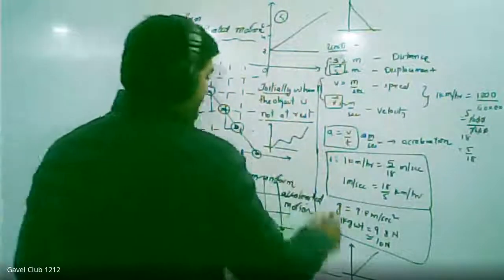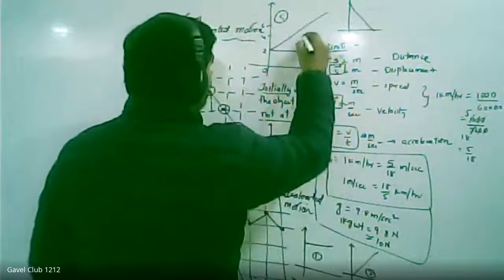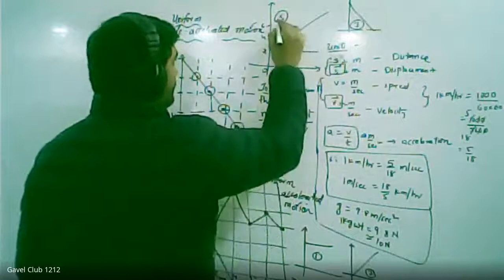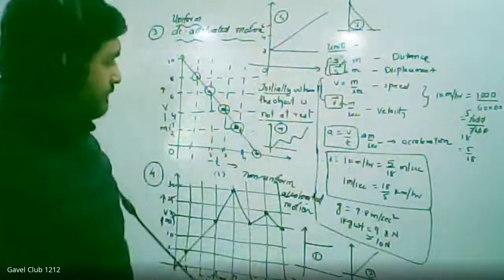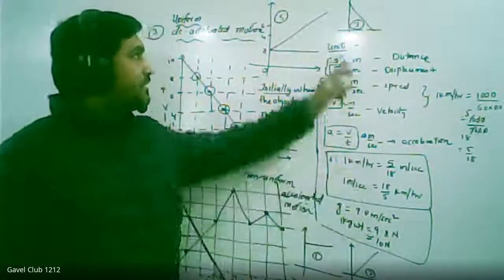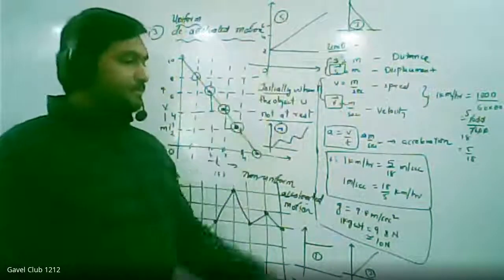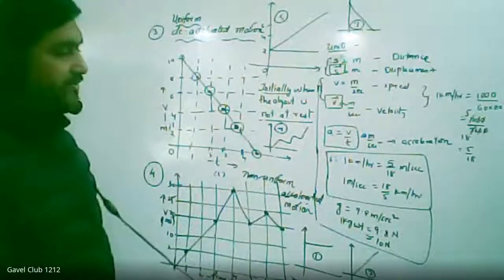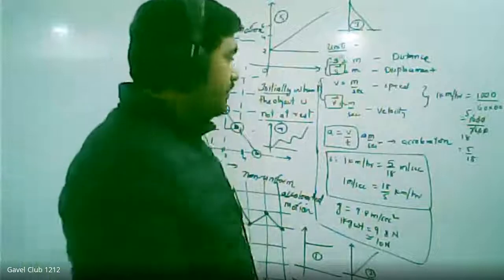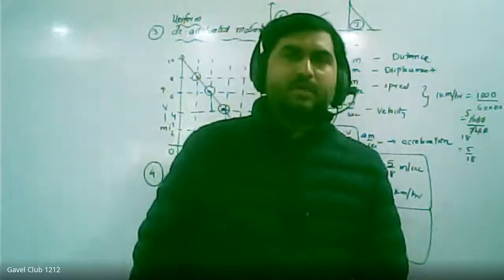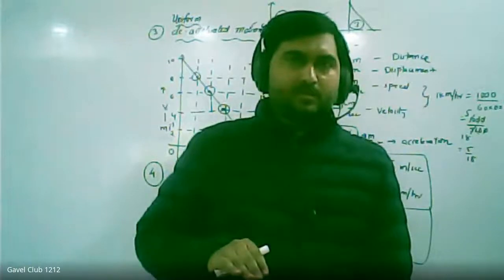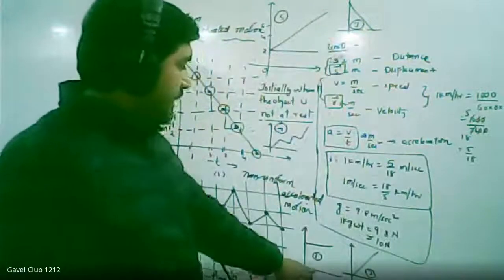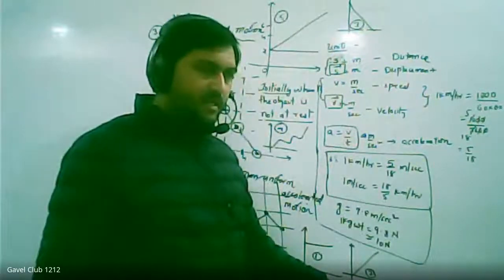So we have graph 1, this is 2, this is 3, this is 4, and this is the fifth. Total 5 graphs we have. So this is all about the graphs. In all these graphs we have seen one important thing: when the object is moving with constant velocity, we get a graph like this. If the object is moving with uniform accelerated motion, we get one like this.